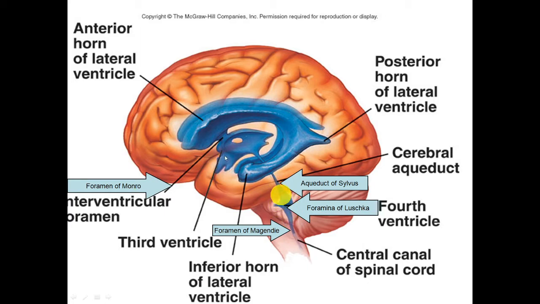Now the fourth ventricle is going to then lead to a tube that goes down the spinal cord called the central canal. So there's cerebral spinal fluid that's going right down the center of your spinal cord through this central canal. So all of our ventricles contain those choroid plexuses. So the ones that you see on our models and our pictures are usually the one in the third ventricle.